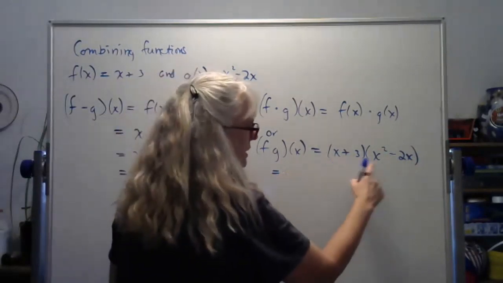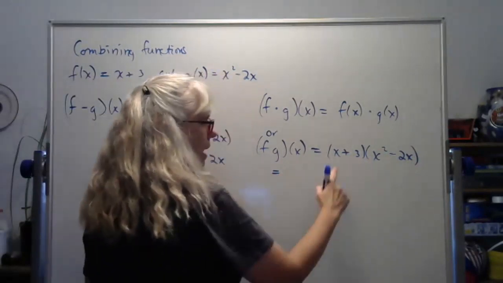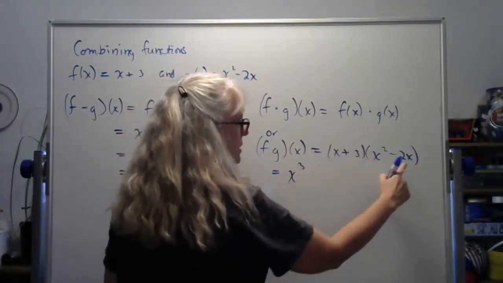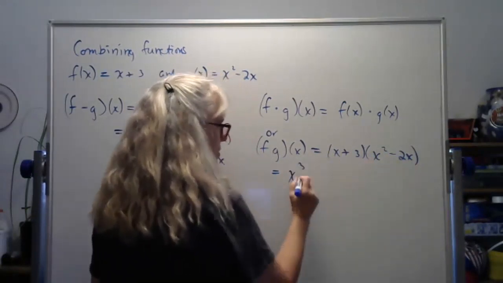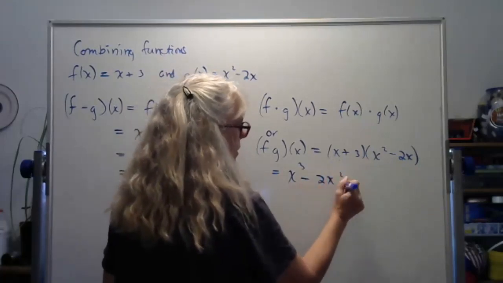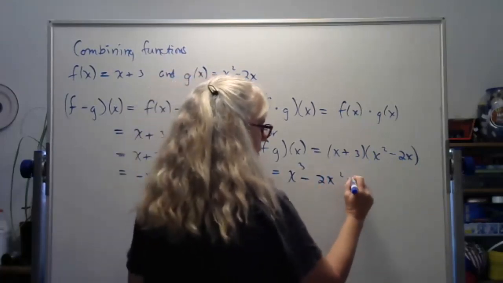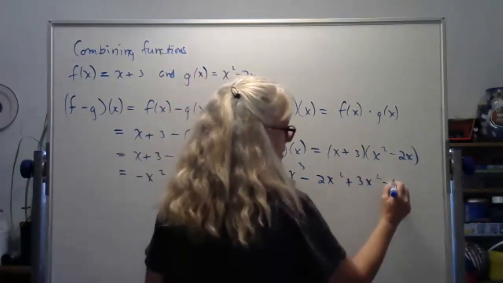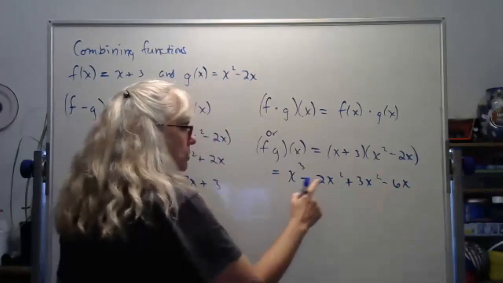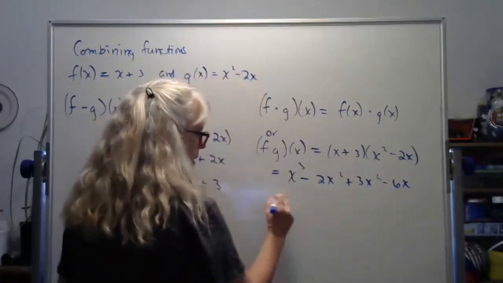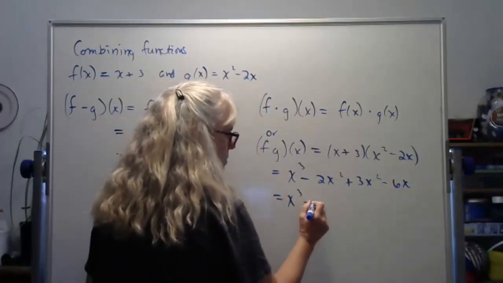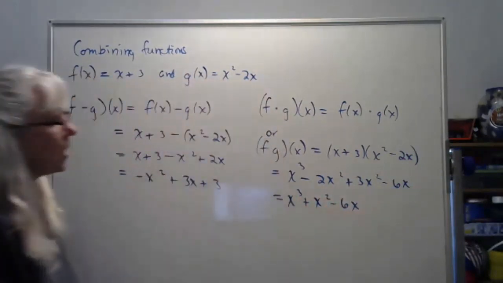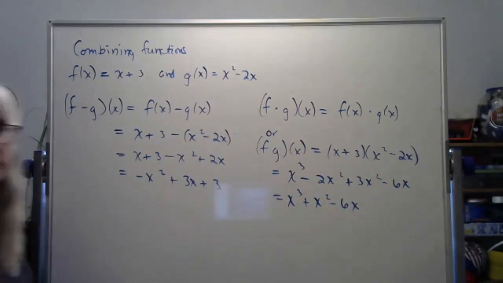Okay, if we do this, we'll need to clean this up, so we'll FOIL them out. x times x squared is going to give me x to the third. The outside term would be x times that negative 2x, which is a negative 2x squared. 3 times the x squared is going to give me a positive 3x squared. And the positive 3 times the negative 2x is a negative 6x. So I did my first, outside, inside, and last. Collecting like terms, I get x cubed plus x squared minus 6x. So now I've multiplied two functions together.